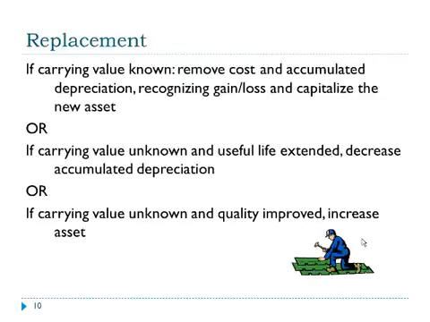Replacement is a third kind of capital expenditure. If the carrying value is known, one can remove the cost of the item that's being replaced and its accumulated depreciation and recognize any gain or loss, and then capitalize the new asset. Often, however, the carrying value of that specific component that's being replaced is not known, so we simply decrease the accumulated depreciation to accommodate the extended useful life. Or, if the carrying value is unknown and it's not an extended life, but the quality of the asset is being improved, we could increase the asset value directly.